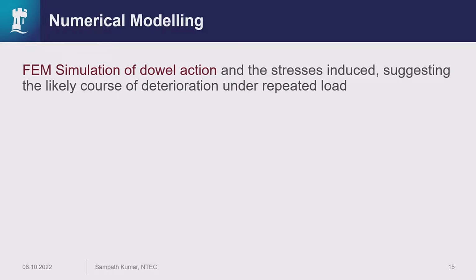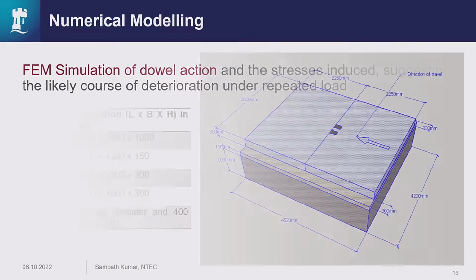So I'm coming to the second part now, which is numerical modeling. Here we have used finite element modeling to simulate the joint, because we consider the joint one of the weakest portions of the concrete pavement. So we have tried to simulate the joint of a concrete pavement and see how the pavement behaves when there is a repeated application of load.